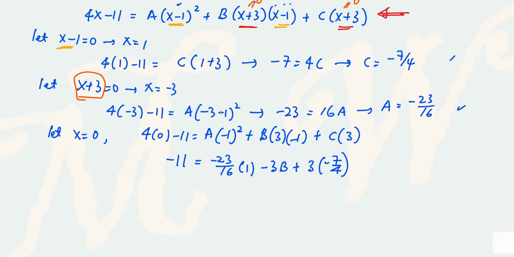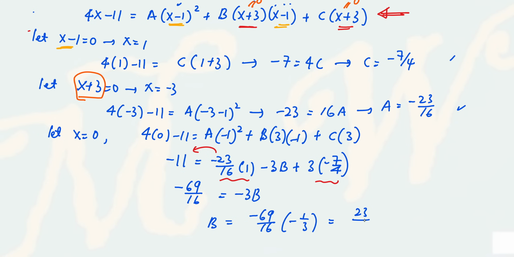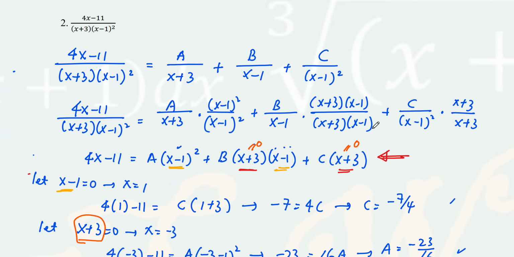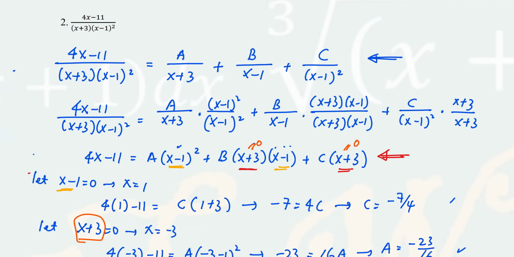Okay, so then from here, I can just keep my minus b on one side. All these terms move to the left side and combine with the minus 11. When you simplify it, it becomes minus 69 over 16. Then your b is going to be minus 69 over 16 times minus 1 over 3. Then that is going to be 23 over 16. So after you found these three unknowns, what to do is substitute back into the first step.